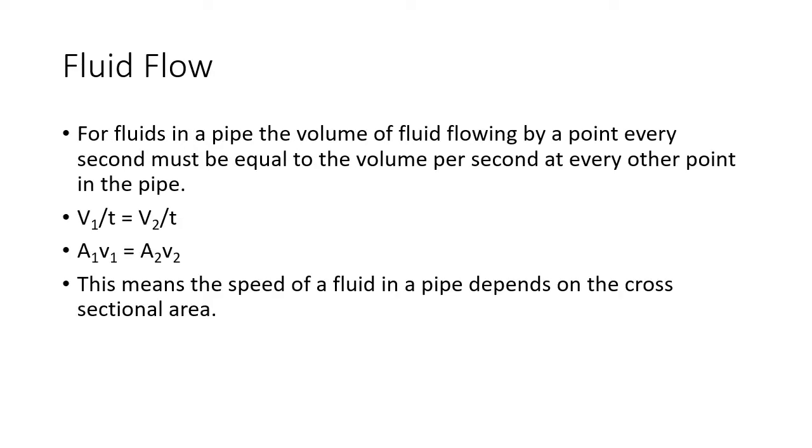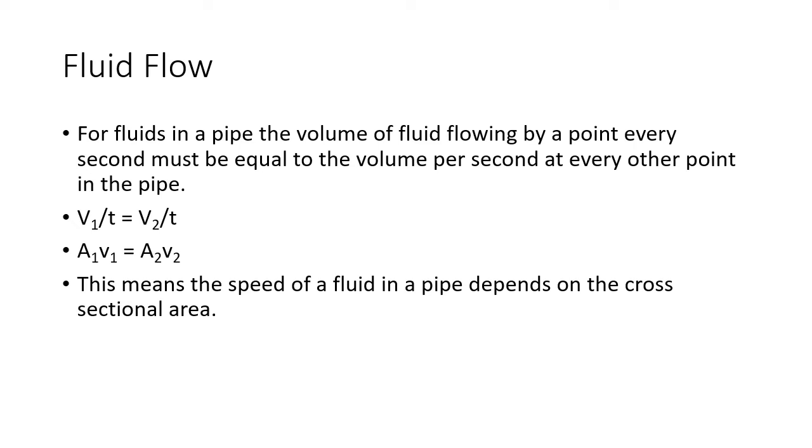All right, the last section here is fluid flow, and we'll go into Bernoulli's principle as well. For fluids in a pipe, the amount of fluid flowing by a certain point every second must be equal to the volume per second at every other point in the pipe. You can't have a gallon per second going through one part and 20 gallons per second going through another part in the same pipe. You'd get a buildup of water, and that can't happen.